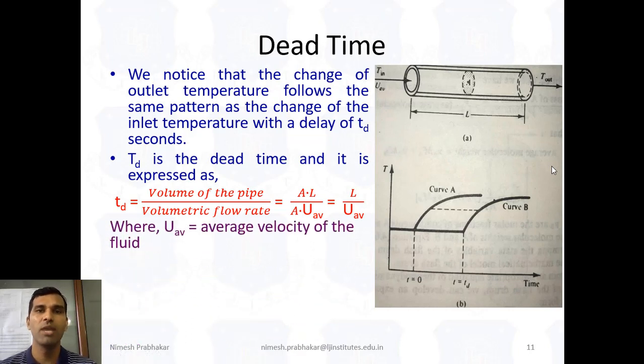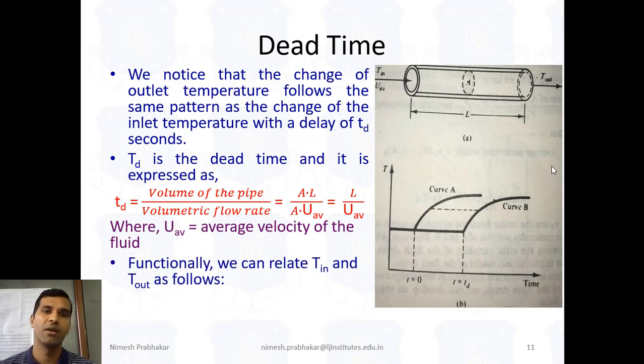Here UAV represents the average velocity of the fluid, and functionally we can relate T in and T out. That means the inlet temperature and outlet temperature can be related as T out equals T in of t minus TD, where t is the time and TD is the dead time or delay time. So we can relate the outlet temperature with the inlet temperature through the dead time.